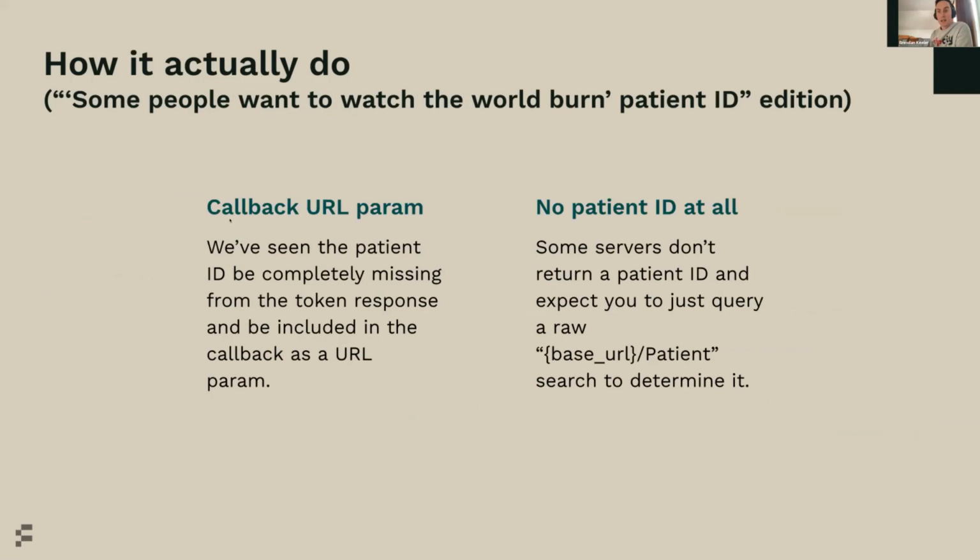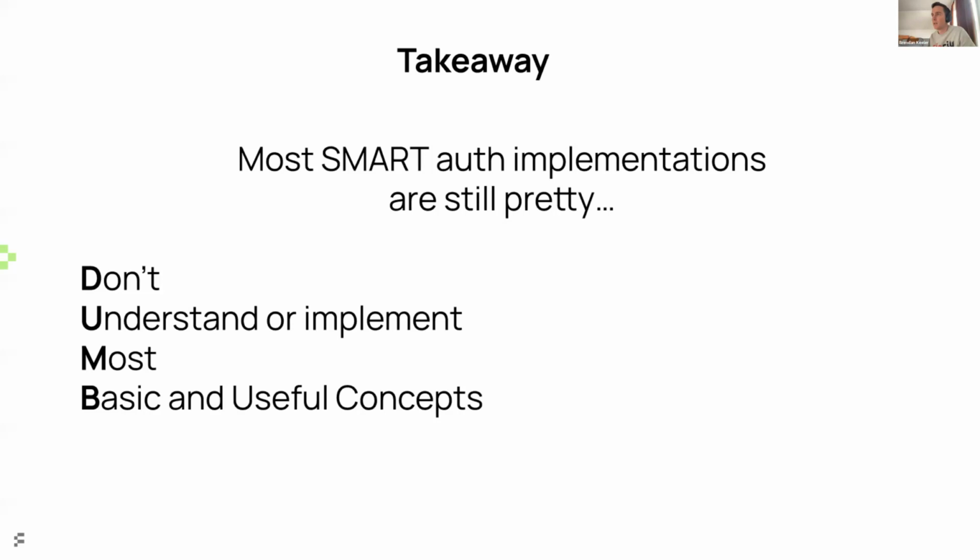Last two places, sometimes it's a callback URL param. So not even in the token response body, it's just some free text as a param in the URL. And sometimes you just don't get one, and you're supposed to just go search, like make an extraneous base URL patient call, and they restrict your search to just patient. But some servers barf at that. So you see wild varieties in that entropy.